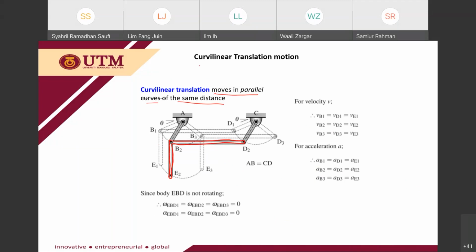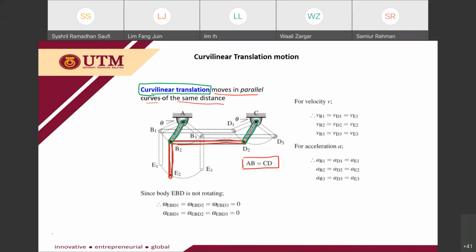Okay, so for this case, the most important part here is AB is equal to CD, meaning that the arm here should have the same length. This arm AB and this arm CD should have the same length in order to produce the curvilinear translation. If AB and CD don't have the same length, then this curvilinear translation cannot occur. It can occur if AB is equal to CD.